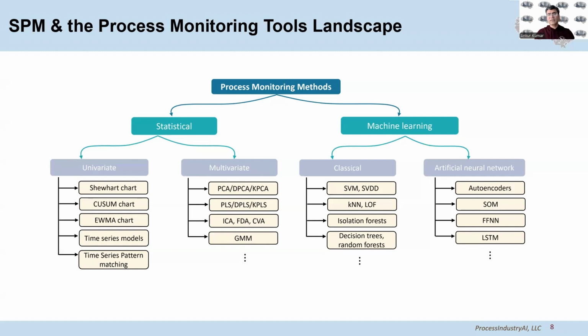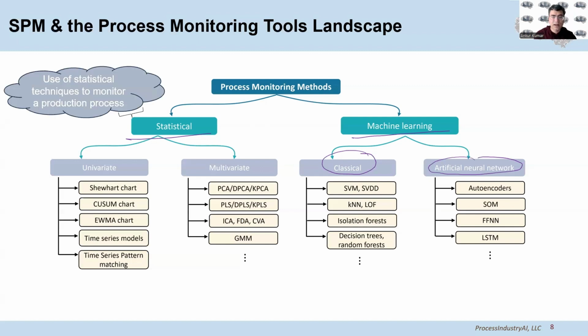All right. Now that we have motivated enough the use cases of SPM in general, let's take a step back and look at a zoomed out view of the process monitoring technique landscape and see where SPM fits into this. Here you can see in this tree diagram, the techniques have been categorized into statistical techniques and machine learning techniques. Within machine learning, you have classical techniques. So if you have heard of techniques such as support vector machines, decision trees, random forest, k nearest neighbors, those techniques lie here. On the other end of the spectrum, you have artificial neural network based techniques.